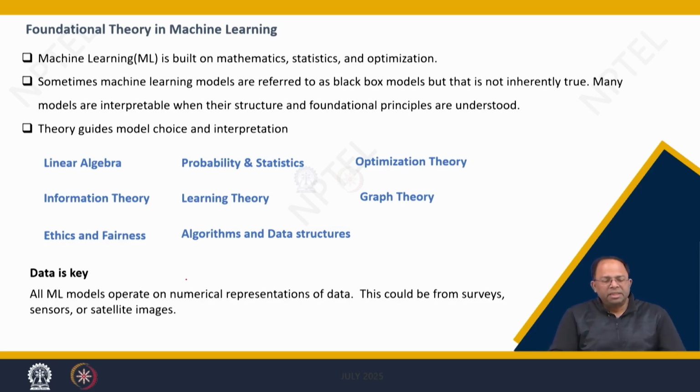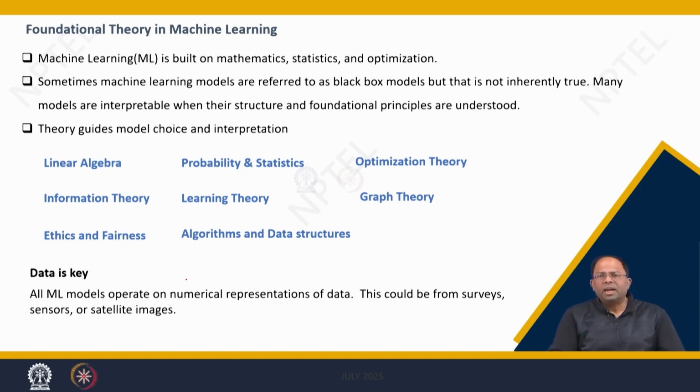So these theories, based on the kind of data that we are using, what output we want, and the assumptions and the theories that we apply, will guide the choice of which machine learning model we are going to utilize, and then how to interpret the results of that particular model. So specifically, there are many aspects which need to be studied when we are learning machine learning, but you will see that mostly we will be touching upon linear algebra, probability and statistics, optimization theory, information theory, learning theory, graph theory.